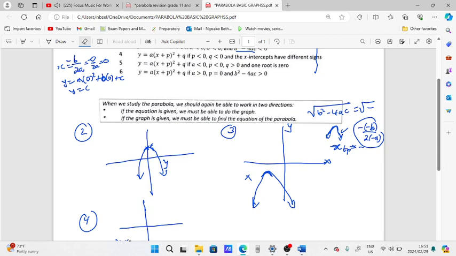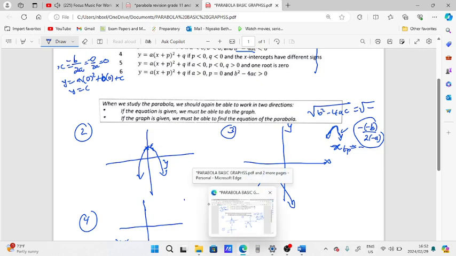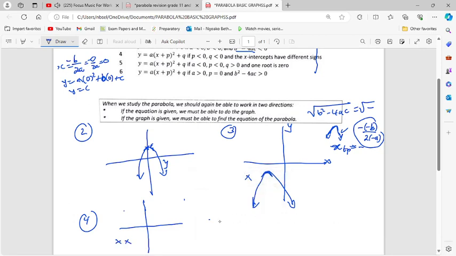So what does it mean? This simply means we are going to have our turning point in this quadrant, and that is fine. Then let's continue. Now we figured out p and q. Now they say the x-intercepts are of different signs.